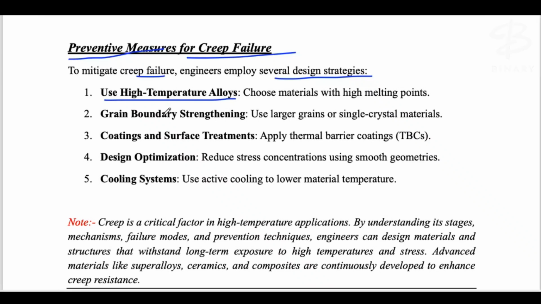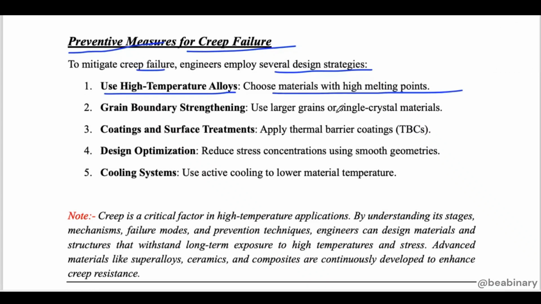Okay, so choose a material with a high melting point. Obviously, a high melting point means it can resist high temperatures. Melting point means what? If a material is not able to resist, then in the end it will melt. So if it has a high melting point, it means it can resist high temperatures.